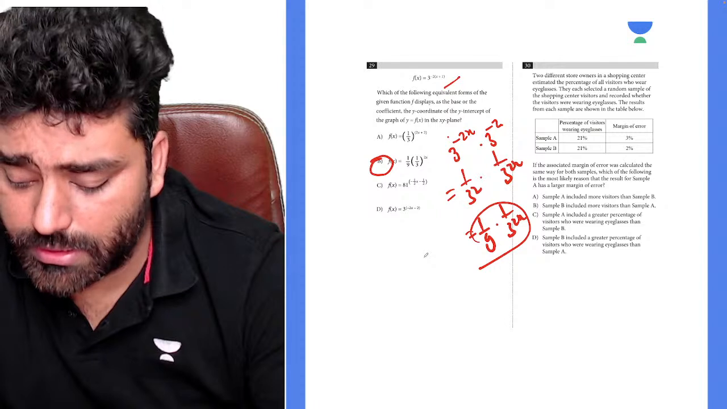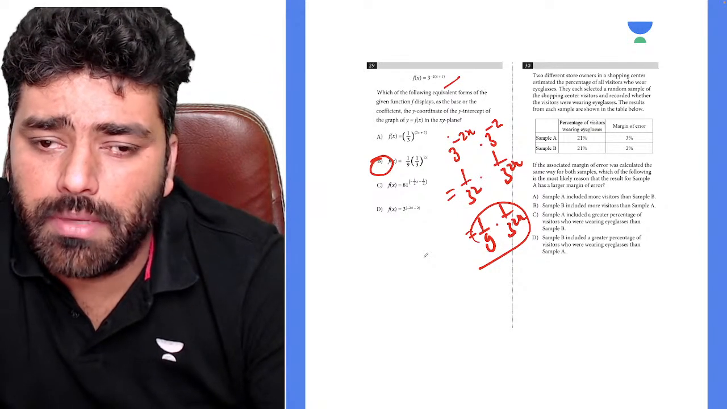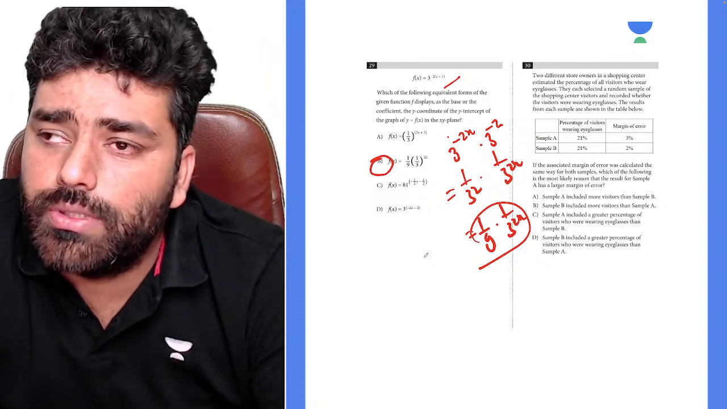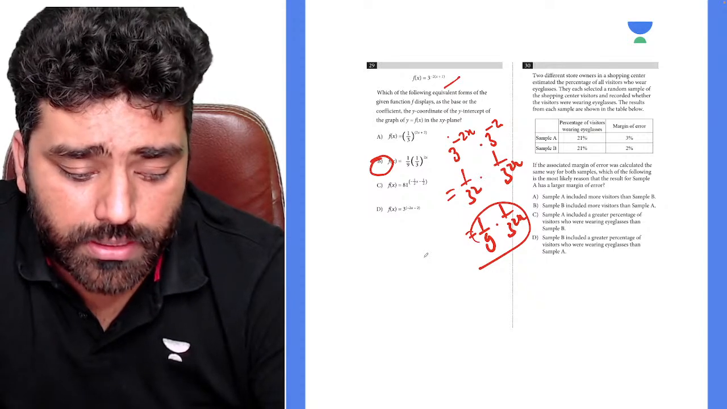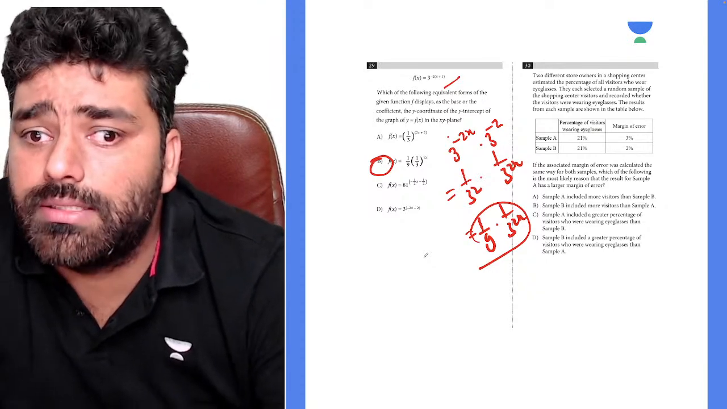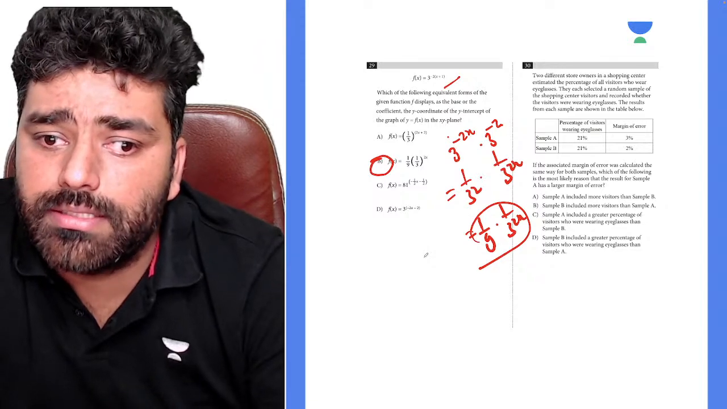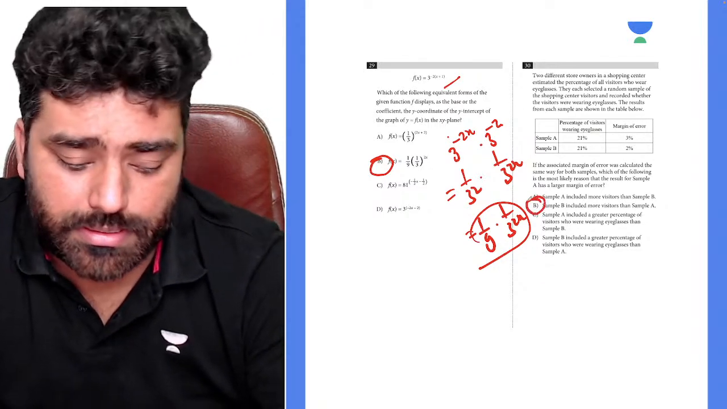If margin of error is more, then yeah, maybe there is a lesser number of visitors there, so that he couldn't find so much of margin of error there. He was not sure if he was correct or not, because of the lesser number of visitors there. So definitely the sample B includes more visitors than the sample A. That's why this is yes.